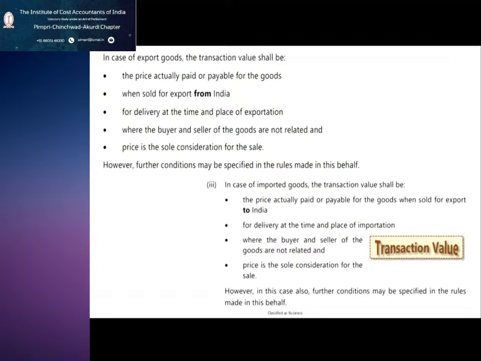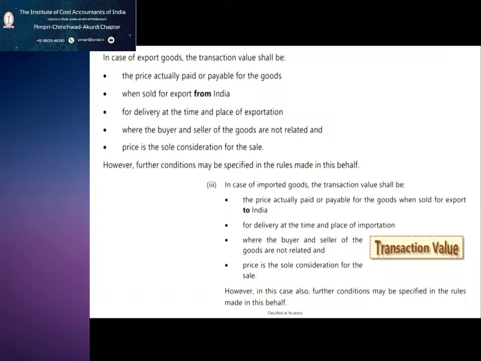So what is the transaction value for the export goods, and what is the transaction value for imported goods? So what items we need to consider? The price actually paid or payable for the goods.